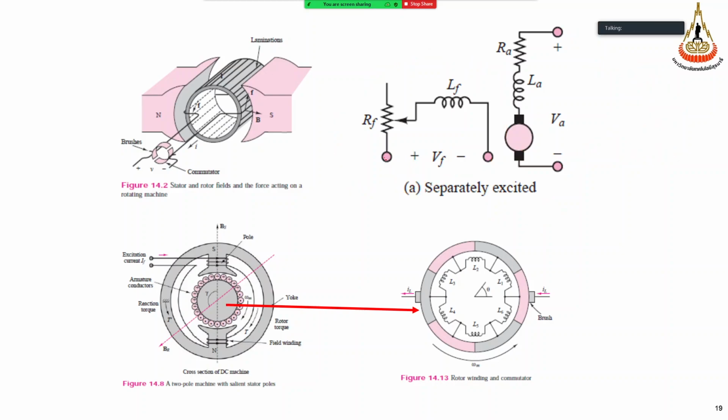Okay, by connecting this terminal to this terminal together. So in summary, the machine will have two parts, right? We have the armature winding like this. This is the armature coil, with RA and LA. And then we will have field excitation, RF and LF. For a DC machine, we will have at least two windings. So we can connect these two windings together.